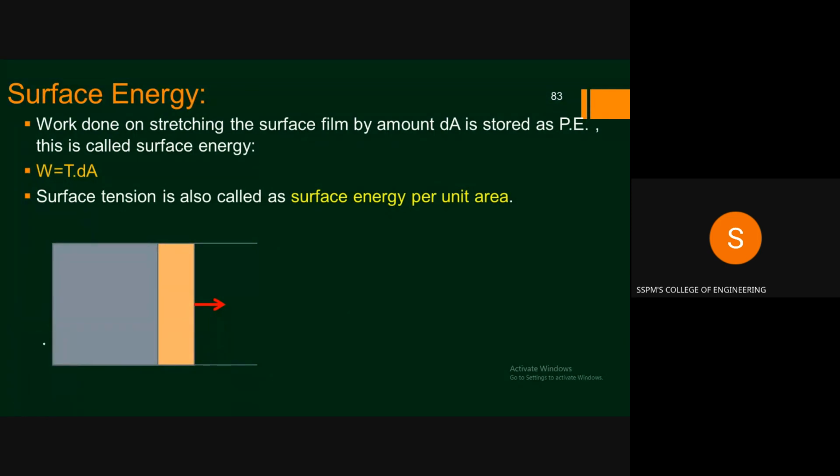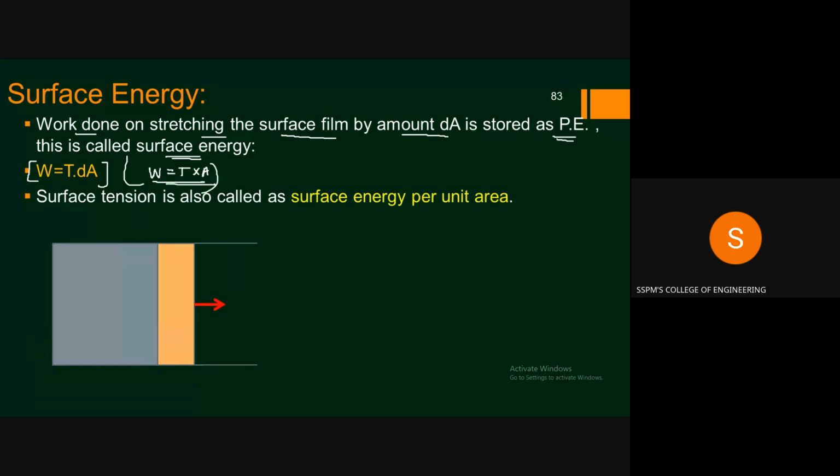Now the second concept, which depends on the surface tension, is the surface energy. Basically it is the work done on stretching the surface film by an amount dA. This work done is stored as a potential energy, and this potential energy is referred to as surface energy. Mathematically we can write surface energy as W is equal to the surface tension into the change in the area. In a simple form we can write this: W is equal to T into area.